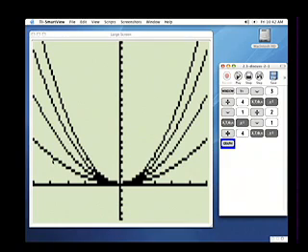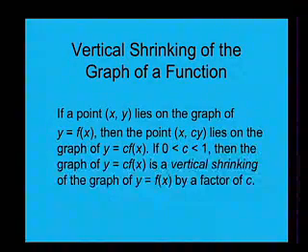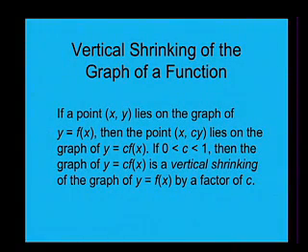That is, it shrunk down. So let's summarize what we've just learned. When we have a coefficient that is a fraction, a number between 0 and 1, what happens is the basic graph gets compressed, or it gets shrunk towards the x-axis. Let's formalize this and put it in writing, what it means to have a vertical shrink of the graph of a function.